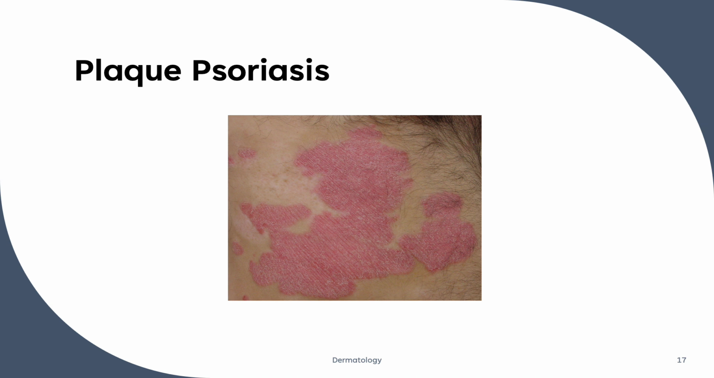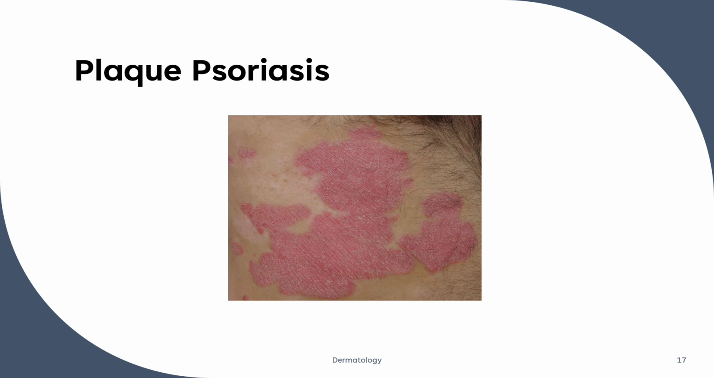infections, and skin injuries. Symptoms of plaque psoriasis typically include well-defined red patches covered with silvery white scales. The condition commonly affects areas such as the elbows, knees, scalp, and lower back, and can lead to itching and discomfort. For diagnosis, we usually just rely on a clinical exam and medical history. In some cases, a biopsy may be performed to confirm the diagnosis and rule out other skin conditions.